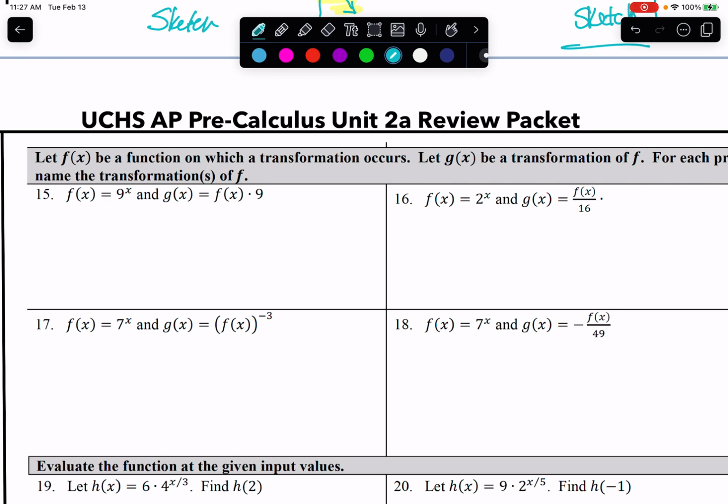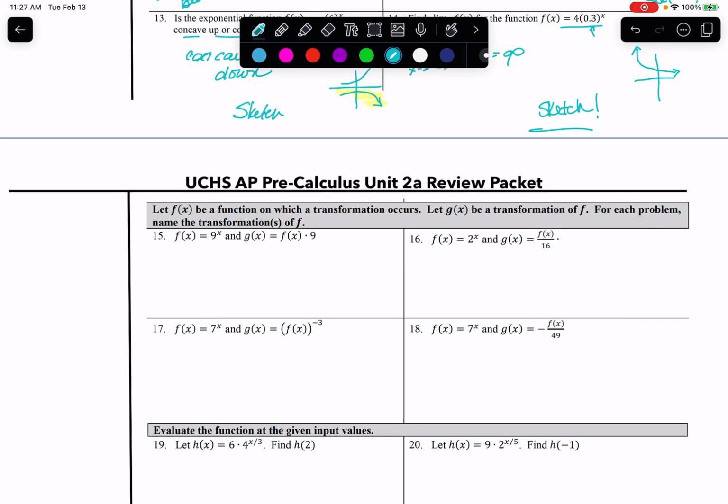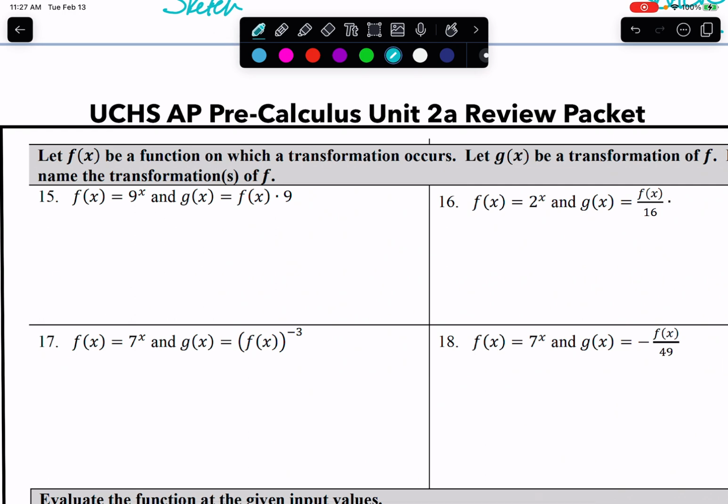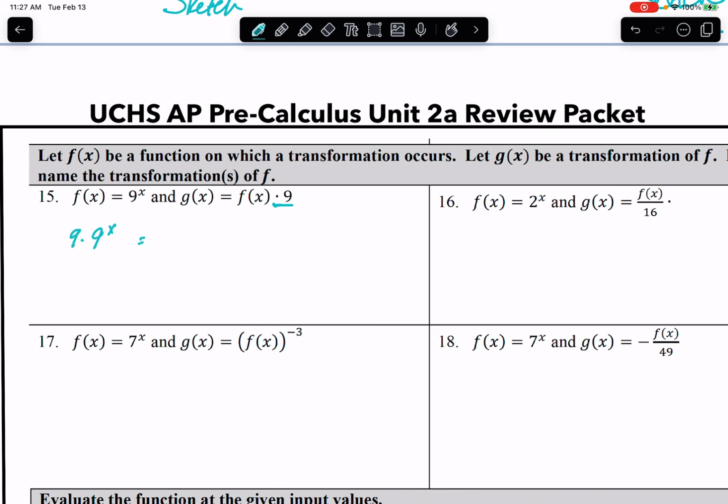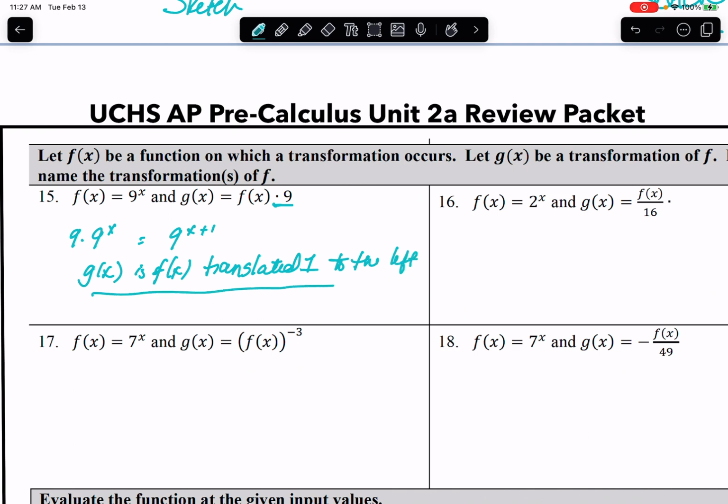First, we're talking about transformations. It wants us to name the transformations when we're doing times 9. And so we can rewrite this as 9 times 9 to the x, which is 9 to the x plus 1. So we have g of x is f of x translated 1 to the left.